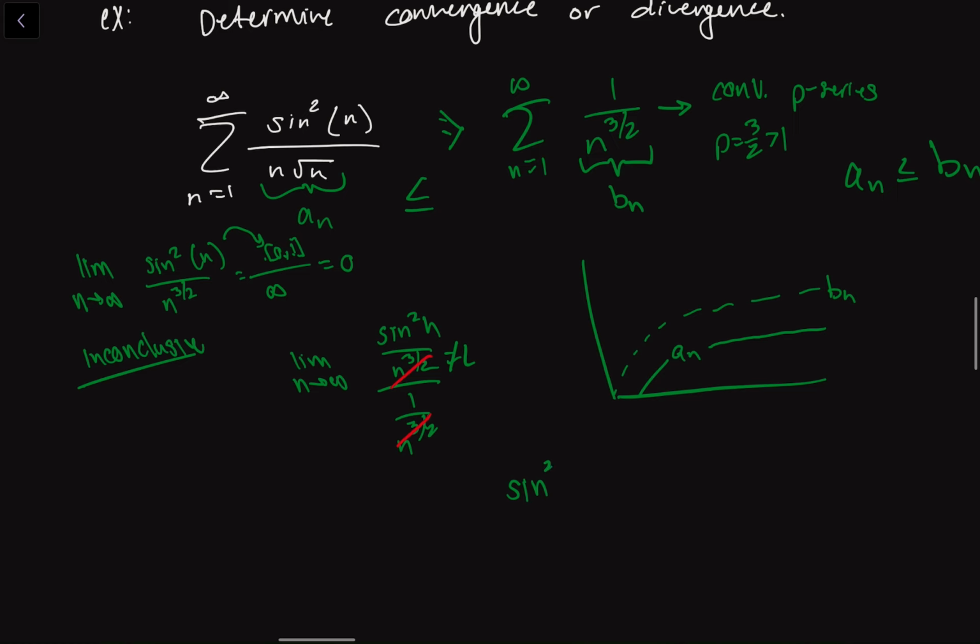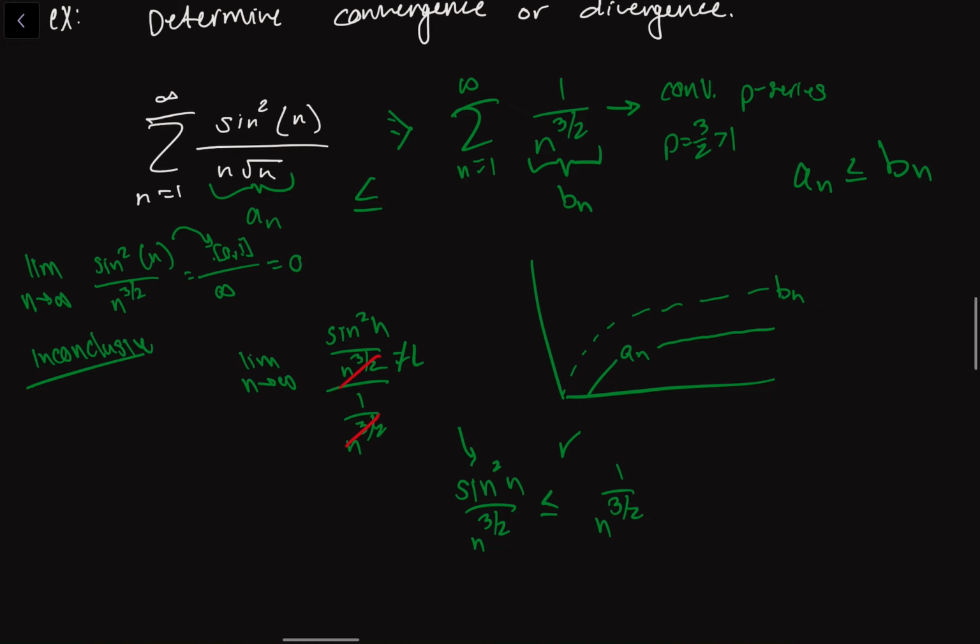Is sine squared n over n to the 3 halves less than or equal to 1 over n to the 3 halves? Yes, because the biggest that sine squared n can be is 1, right? And the smallest it can be is 0. So as it alternates through different values of n, it will always be less than or equal to 1, right?